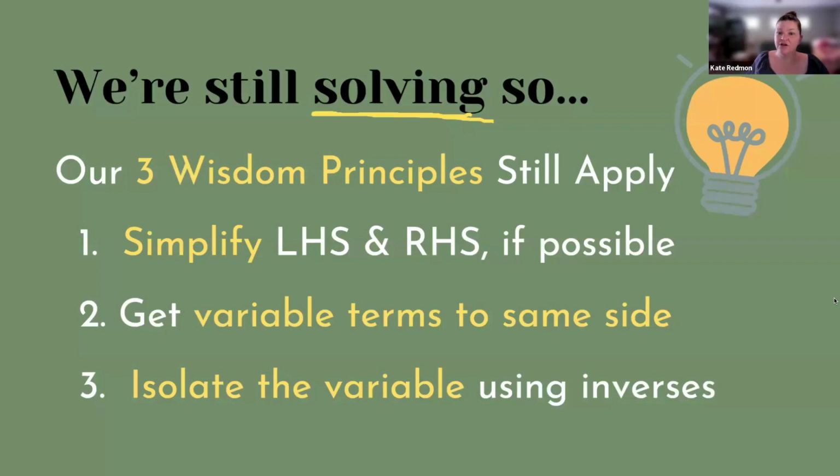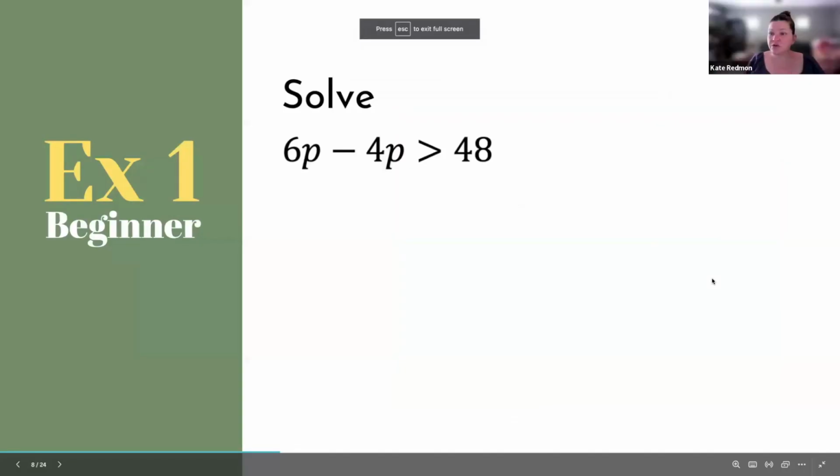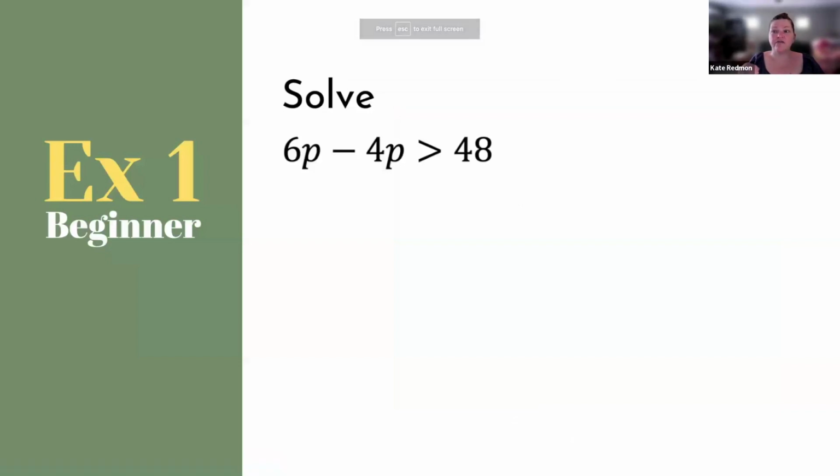We're still solving. So we're still going to simplify the left and right-hand side if possible. We're still going to get variable terms to the same side if they're not on the same side. We're still going to isolate the variable using inverses. None of that has changed. That's all the same. So let's look at 2 examples that are going to feel very, very familiar to you. Like there's nothing new here.